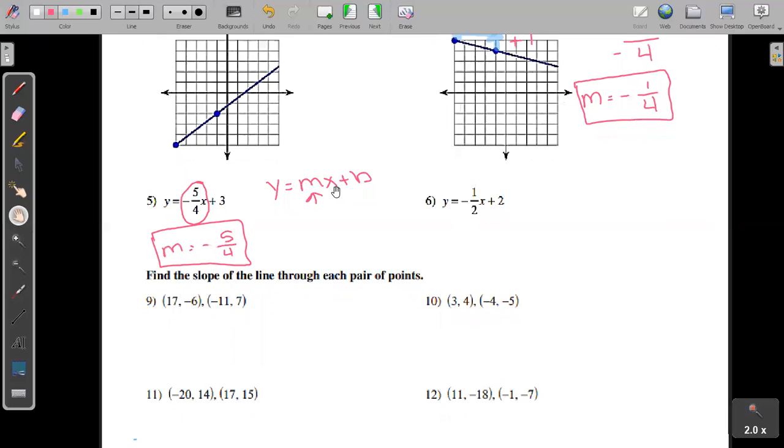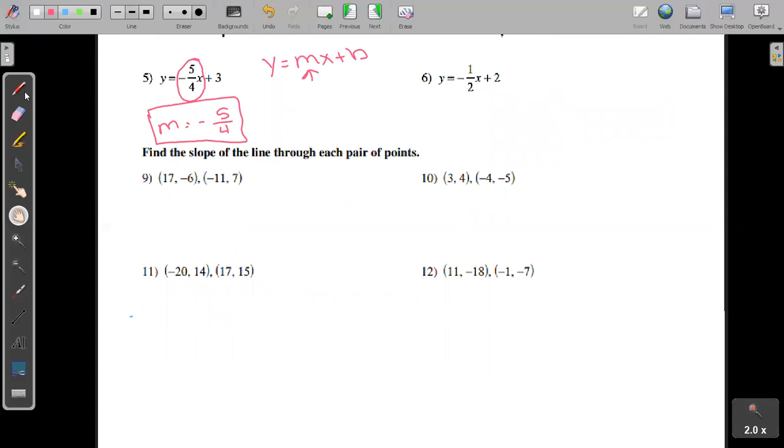Now we are going to find the slope of the line through these specific points that are given to us. So when we're given 2 points and we need to find the slope, we're going to use the slope formula. The slope formula is y2 minus y1 over x2 minus x1. And the 1's refer to the first point and the 2's refer to the second point. So if it's helpful, you can label each point. So this is x1 and y1. This is x2 and y2.